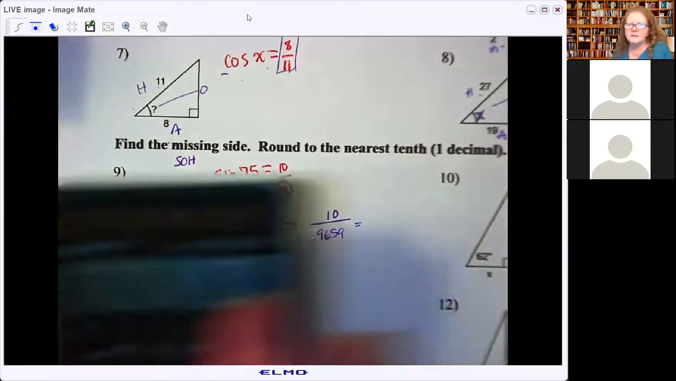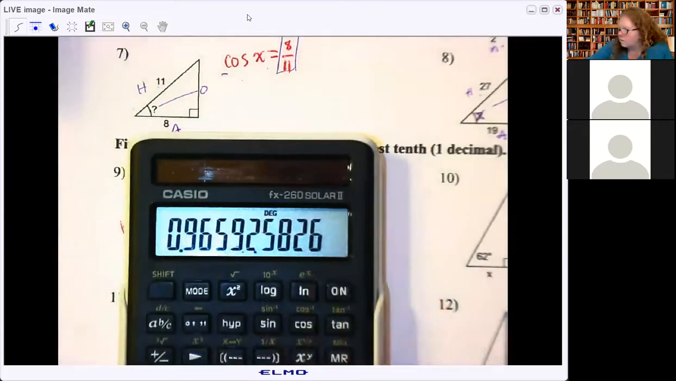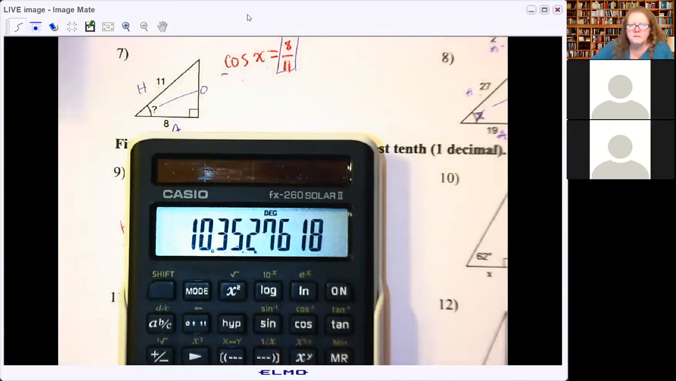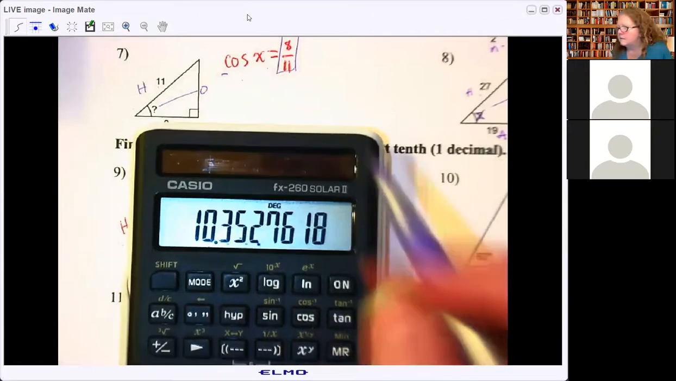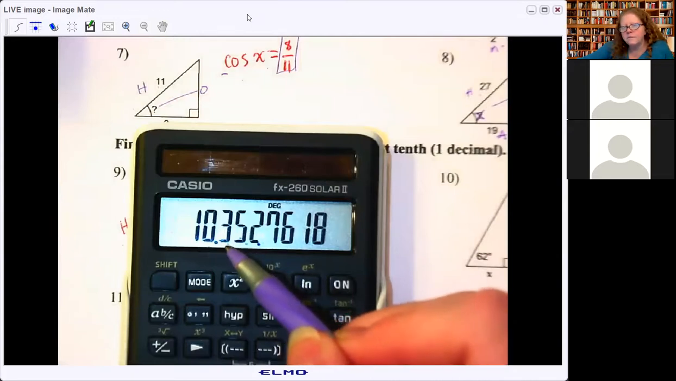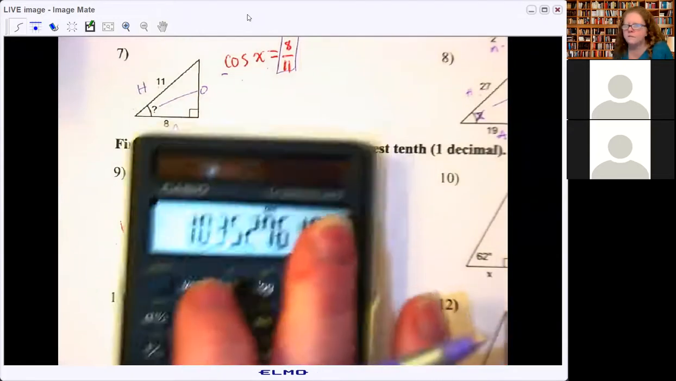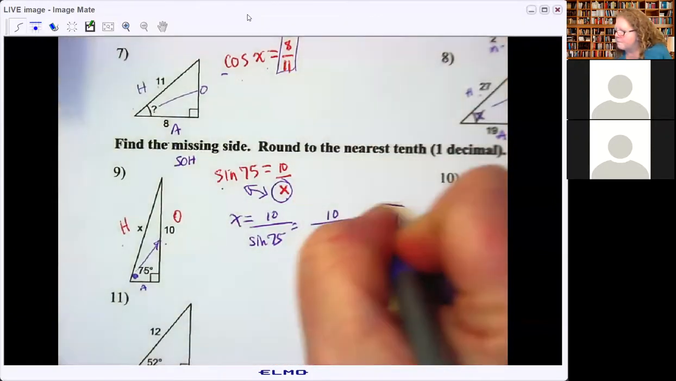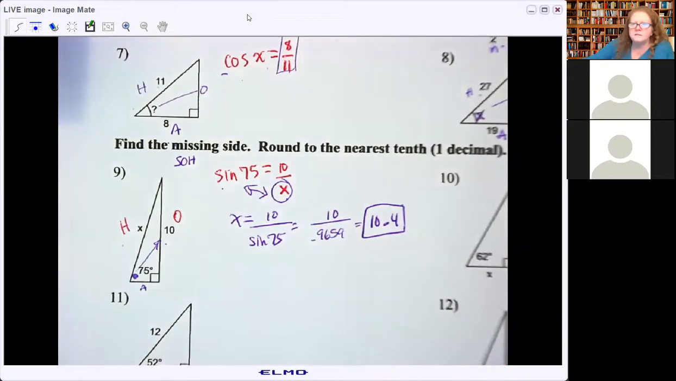And I can take 10 and divide it by that. Or you can say 10 divided by sine 75 equals 10.35. Rounding to the nearest tenth, that's 10.4. And that was it.